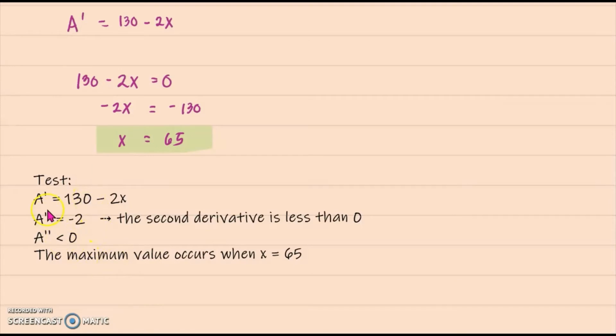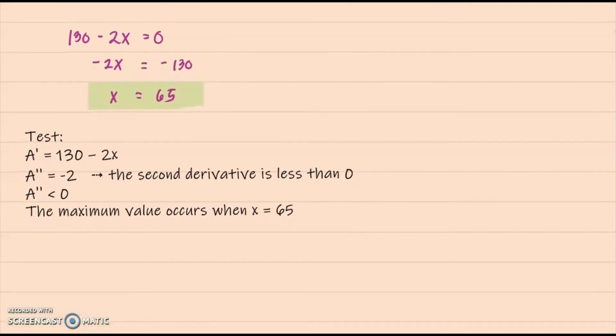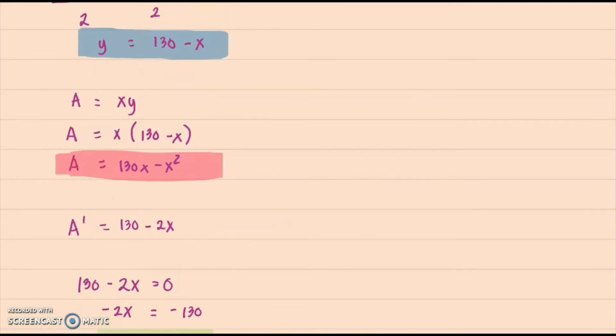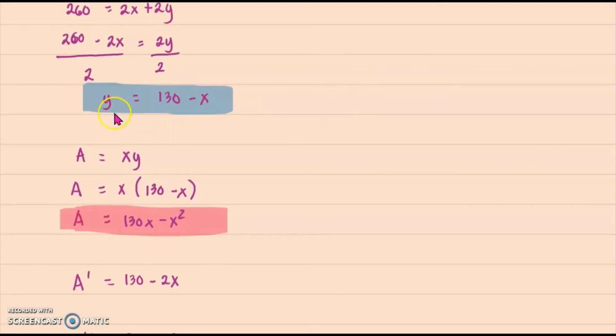Now let's test. Our A prime is 130 minus 2x, so our A double prime, or our second derivative, is equal to negative 2. And since negative 2 is less than 0, the maximum value occurs when x is equal to 65. So we can solve now for y. We will use y equals 130 minus x to solve for the value of y.